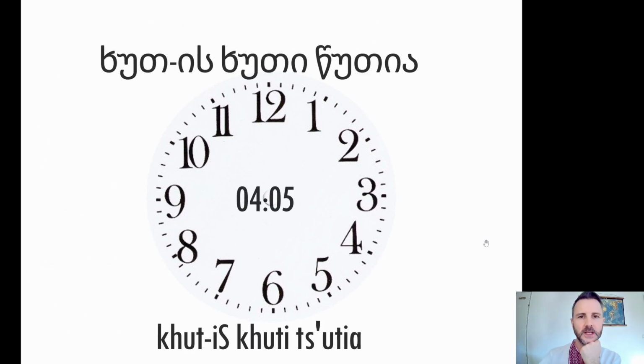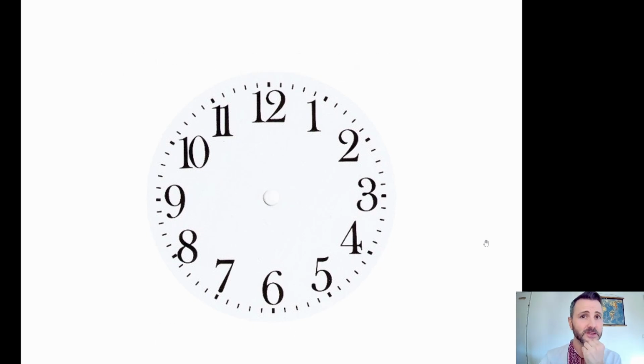This time that you can see there, that's khutis, khuti, tsutia. It's not 4 and it's 5 minutes as we would see it in English. It's actually 5's 5 minutes. Don't fight against it. Own it. Khutis, khuti, tsutia. Pay attention to this: khuti, khutis. These 5 minutes belong to the 5, not the 4. I know, but like I said, you just have to own it.